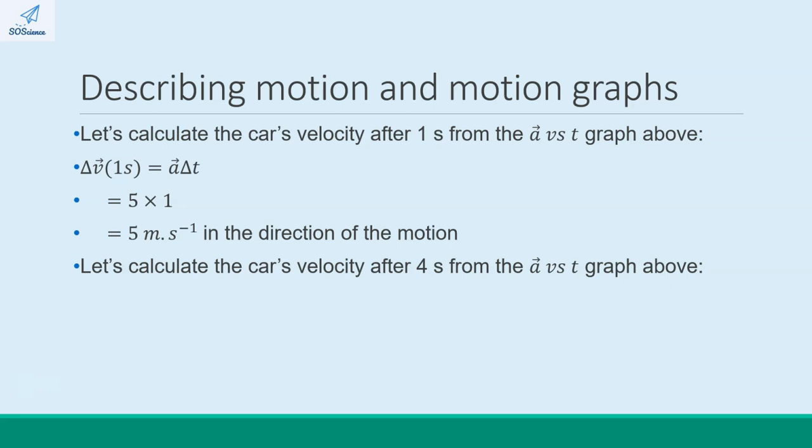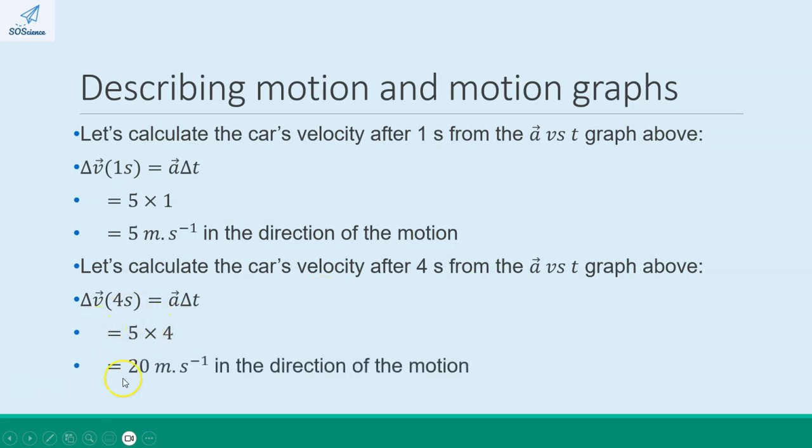We don't expect the velocity to be constant because we're dealing with a graph of constant acceleration. So the car is increasing its velocity every second. If we wanted to calculate the car's velocity after 4 seconds, then we need to consider this 4-second time interval. So the velocity after 4 seconds is acceleration times time, which is 5 times 4, which is 20 meters per second in the direction of the motion. And again, that is in line with our previous velocity calculations based on position and time.